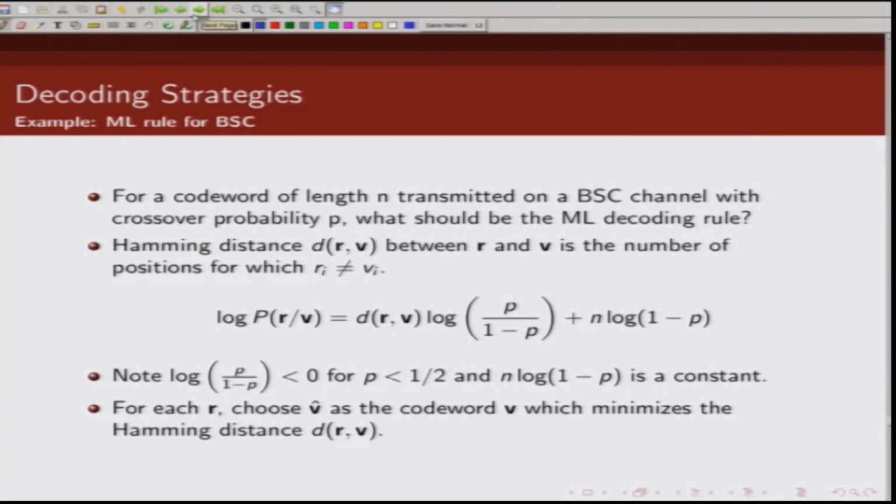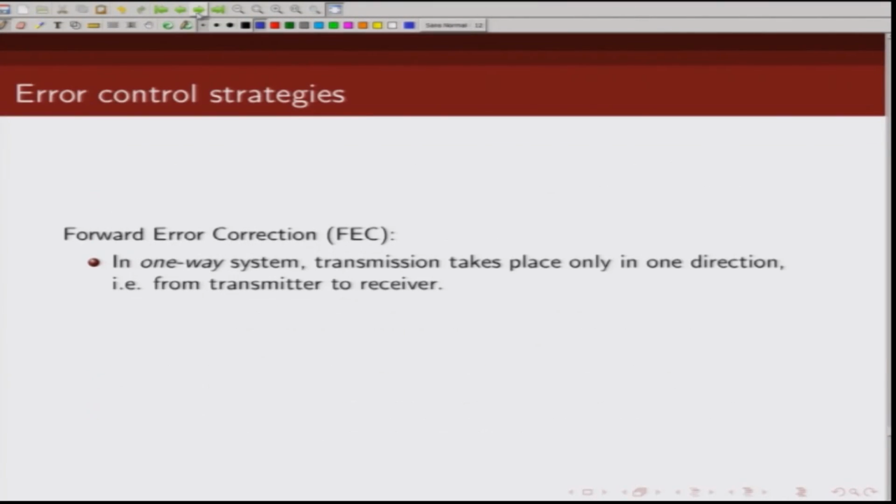So, this gives us the maximum likelihood decoding rule for binary symmetric channel. And what is that? We should choose a v such that d(r,v) is minimized. In other words, we should choose a code word v such that the Hamming distance between the code word v and the received sequence is minimized, and that makes sense. And that is our maximum likelihood decoding rule.